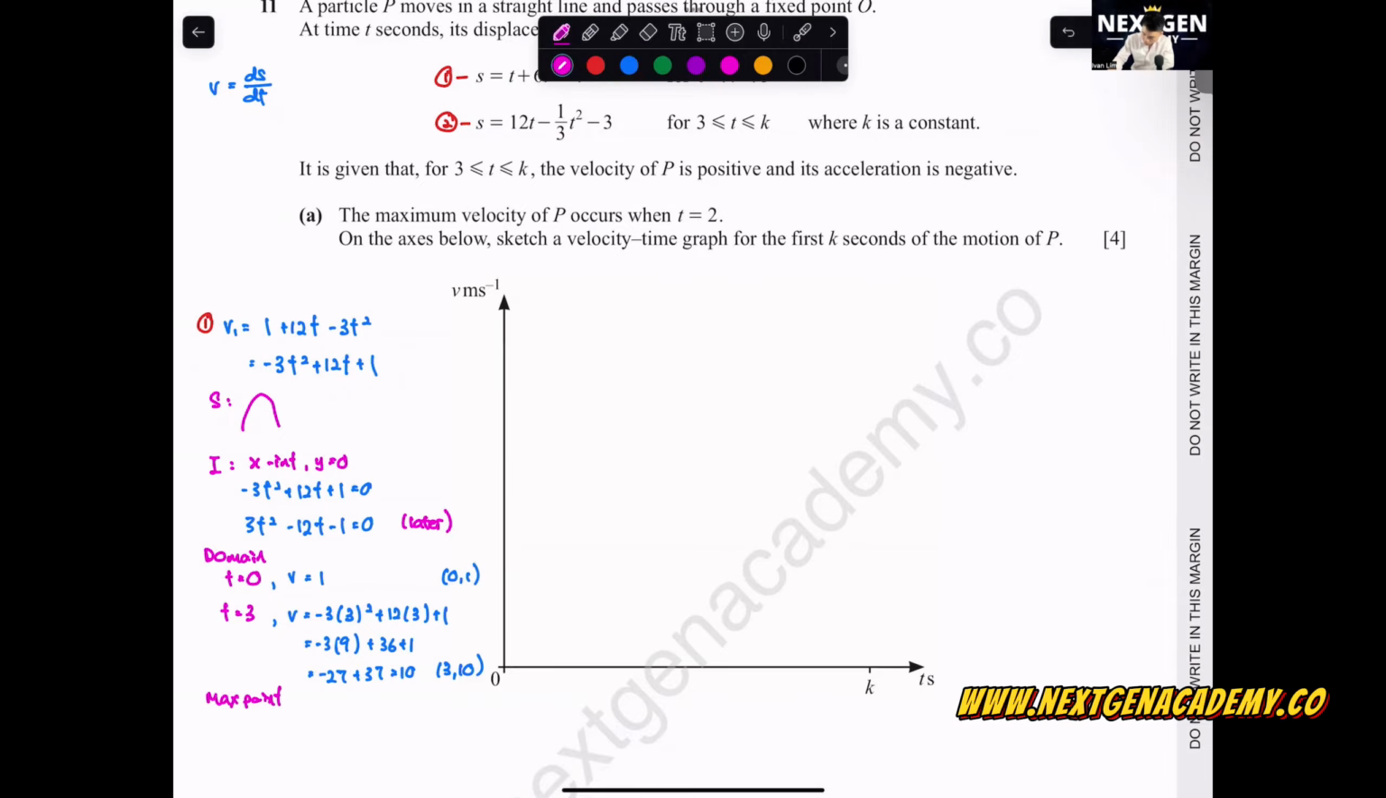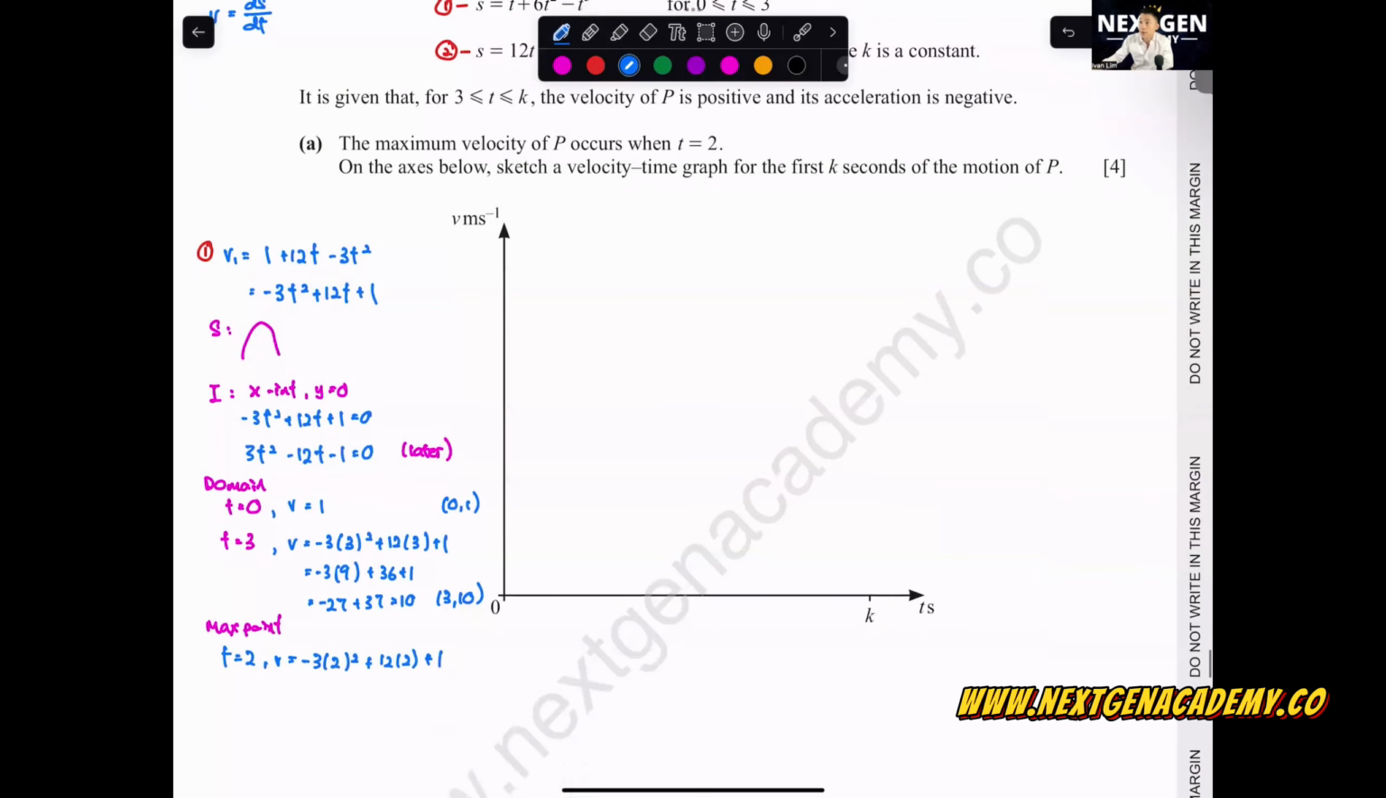Then find the max point. They say it is at t equals 2. v equals negative 3 times 2 squared plus 12 times 2 plus 1. Negative 3 times 4 is minus 12, plus 24 plus 1, so this is 13. So 2, 13. With this information, the graph will not be an upside down shape. You see 0, 1, the maximum point is 2, 13, then the most right point is 3, 10. So this is what I will label here.